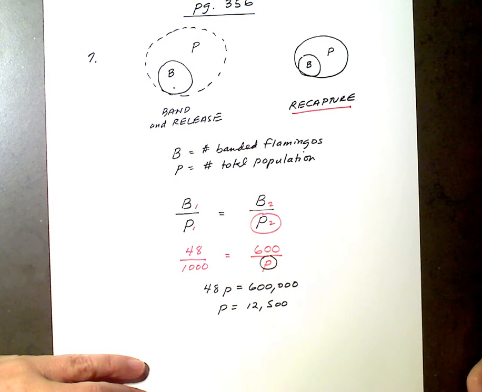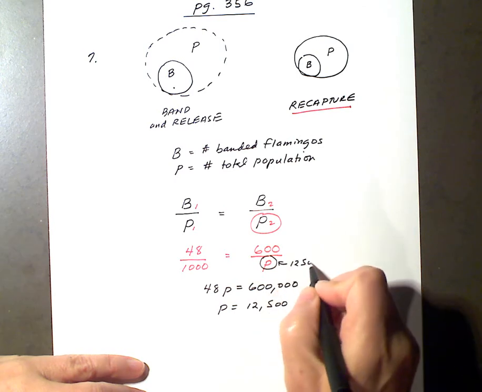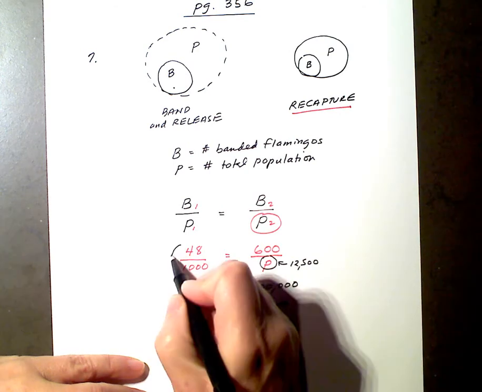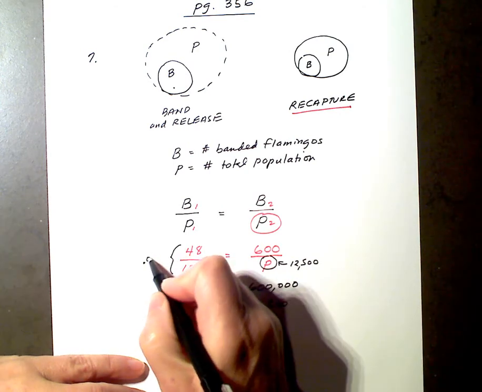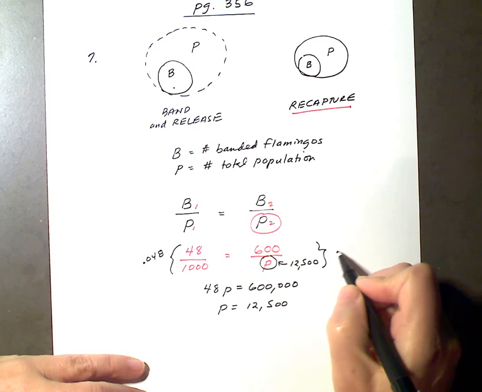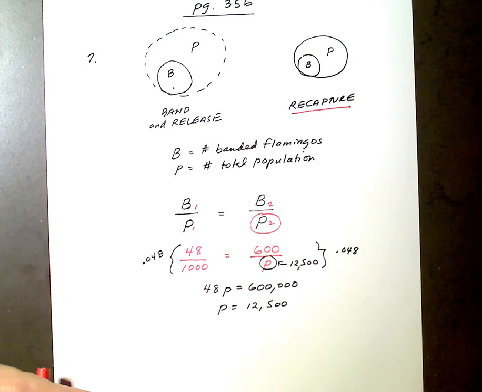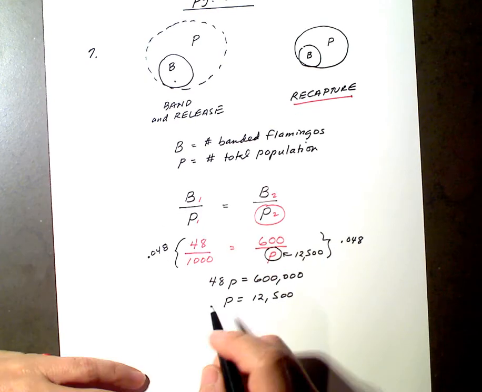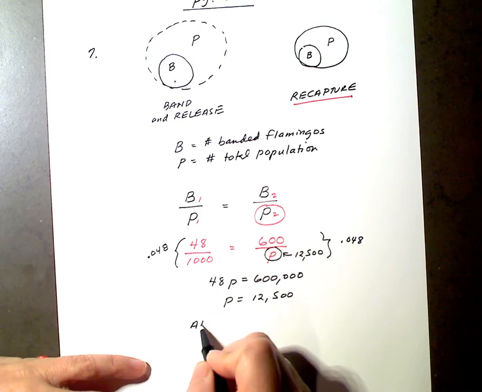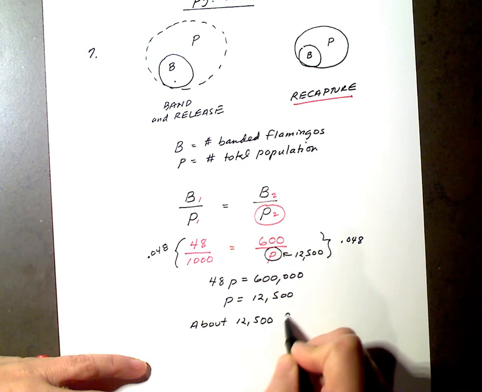So if you put that back here for P, 12,500, you see that this is a rate of 4.8%, and that's a rate of 4.8%, decimally 0.048. So the total population is about 12,500 flamingos.